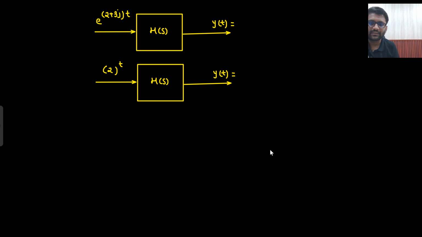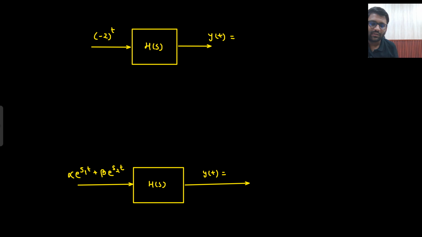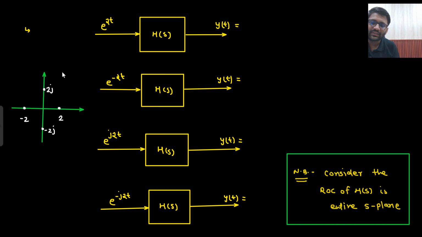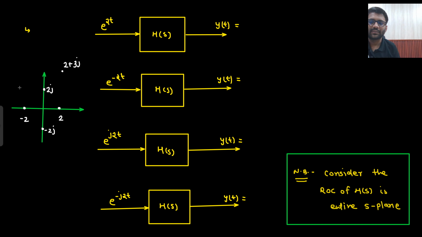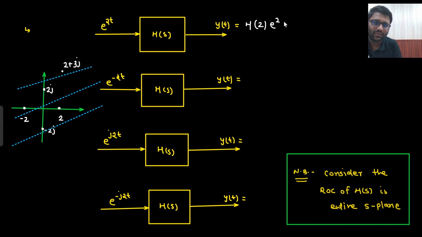So next here I can see that s naught value is 2 plus 3j. And what is the ROC? ROC is the entire S plane, that means this entire plane. So your H of s converges at all points of s. So what will be your output? In place of s, what will I put? H of 2, e to the power 2t.